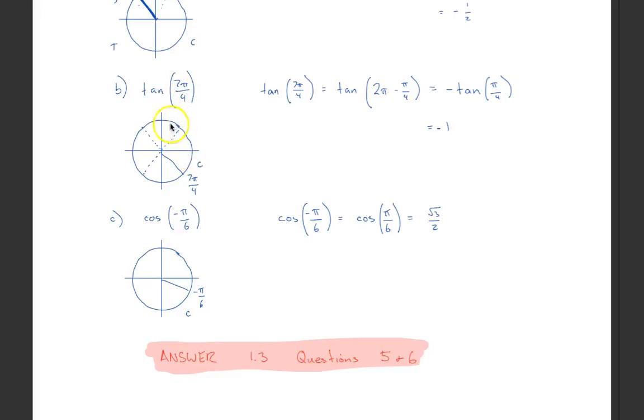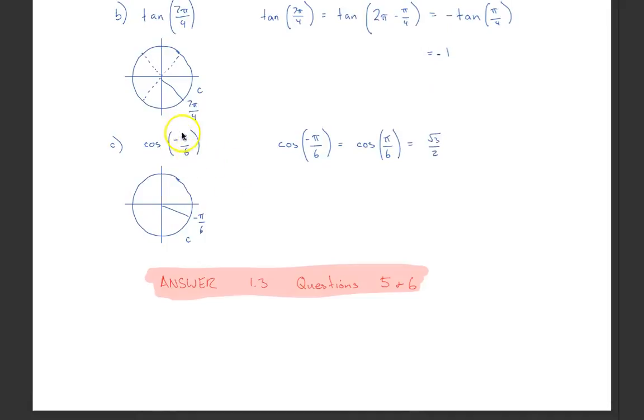Our reference angle, if that's 7 pi on 4, our reference angle here has to be pi on 4. So what we need, if tan is negative, we need to find negative tan of pi on 4. Tan of pi on 4 is 1. So that makes our answer negative 1.